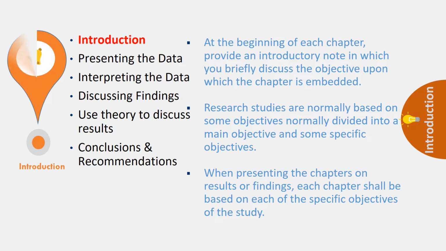So if we look at the introduction of the findings, at the beginning of each chapter provide an introductory note in which you briefly discuss the objective upon which the chapter is embedded. What is the objective of this? And you can link back to the objectives in terms of your aims and objectives at the beginning of your research paper. Research studies are normally based on some objective, normally divided into the main objectives and some specific objectives. When presenting the chapters on results or findings, each chapter shall be based on each specific objective of the study.